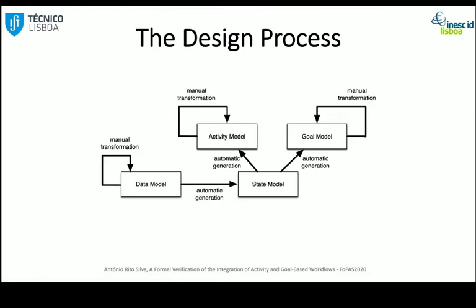So, how do we achieve these? How do we build these two models? We just define the data model as we presented. We have an automatic generation to a state model that I'm going to describe later. And this state model is the base for automatic generation of the activity model and the goal model. This state model defines the pre and post conditions that the execution of any model should preserve at the end. Then you have manual transformations where you can manipulate this model and create the particular activity or goal model you want to have.